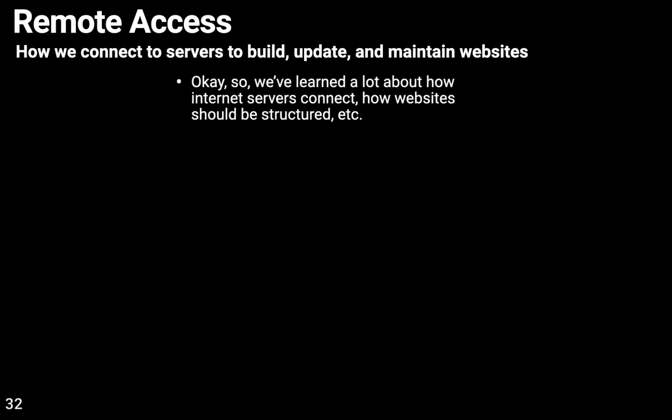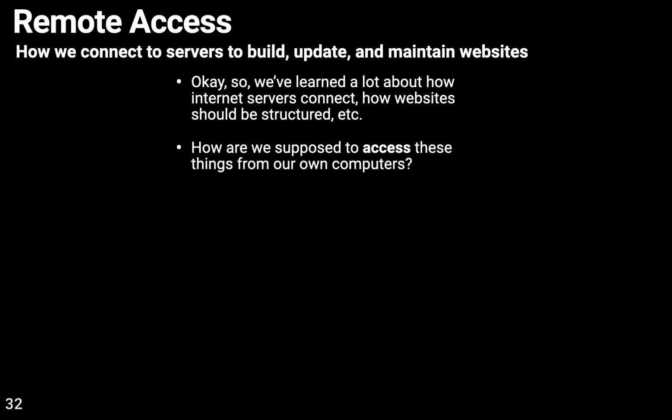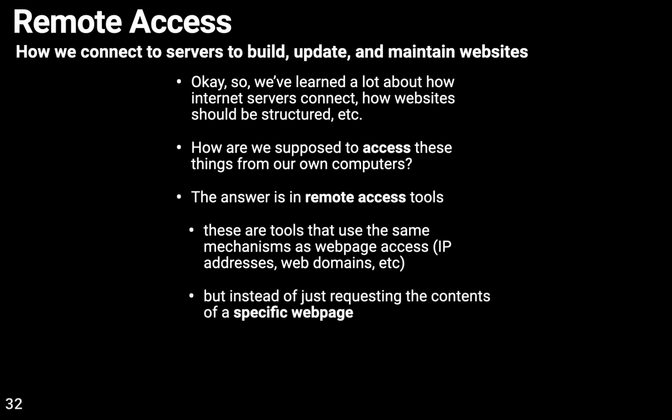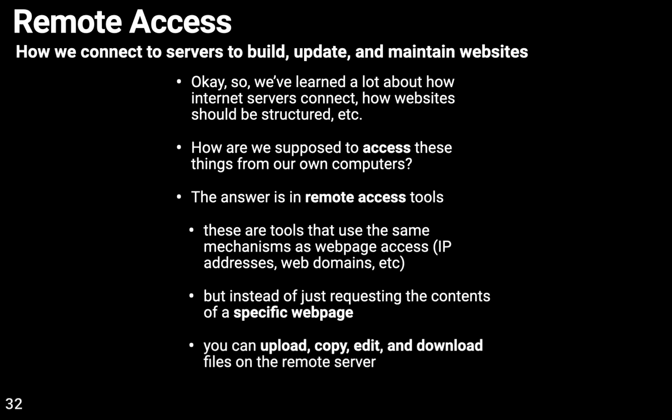So we've learned all about how internet servers connect a bit and how websites should be structured. We're also supposed to access these things from our own computers, right? So how do we do that? The answer is remote access tools. These are basic tools that use the same mechanisms as web page access, IP addresses, web domains, and all that. But instead of just requesting the contents of a page to come back to me, they are requesting the ability to upload, copy, edit, and download files from the remote server.